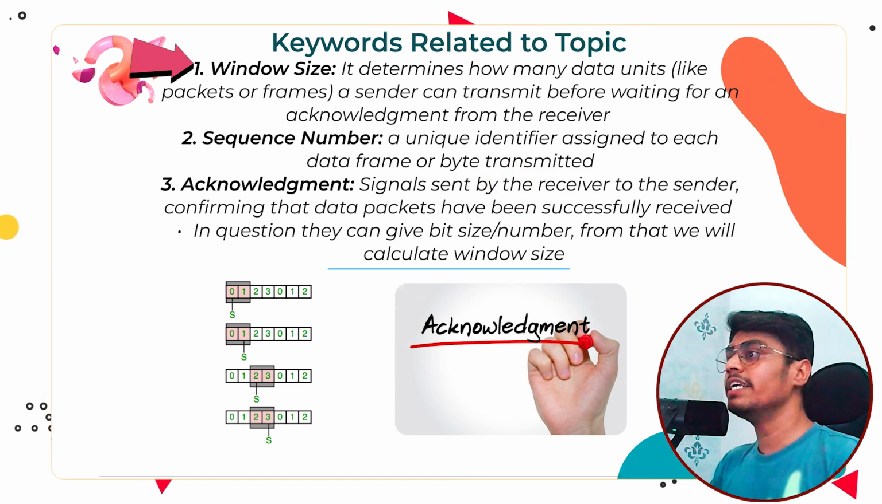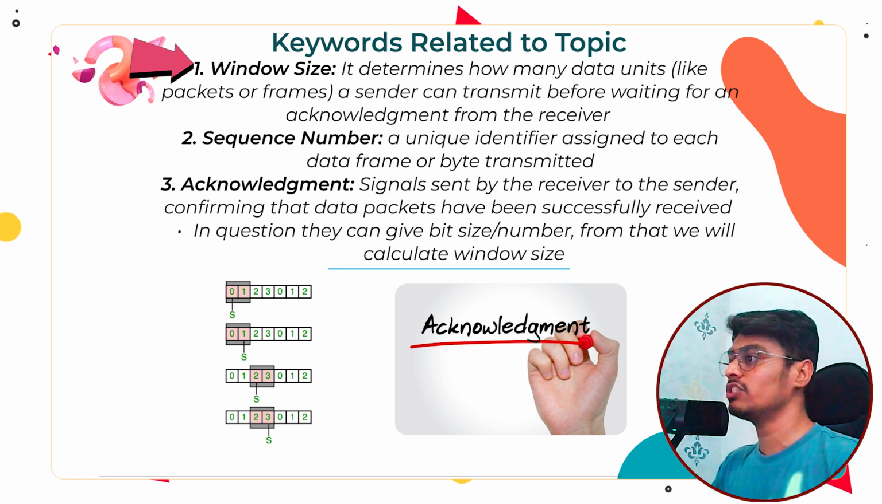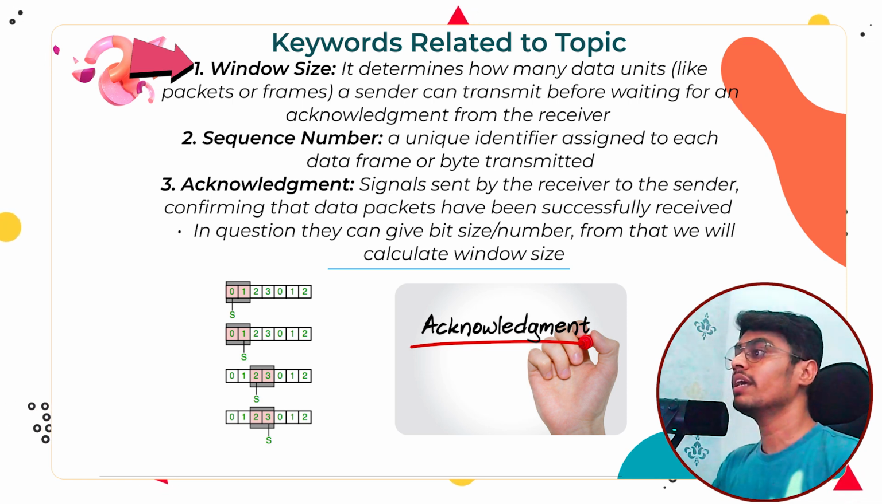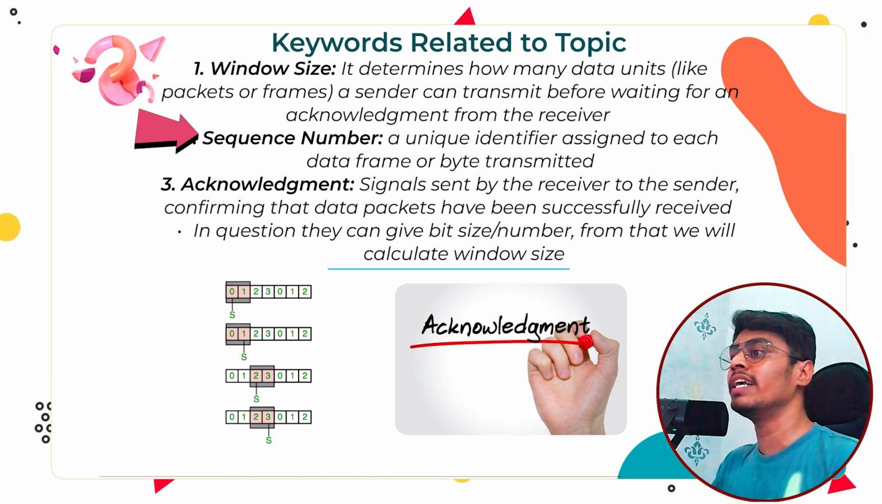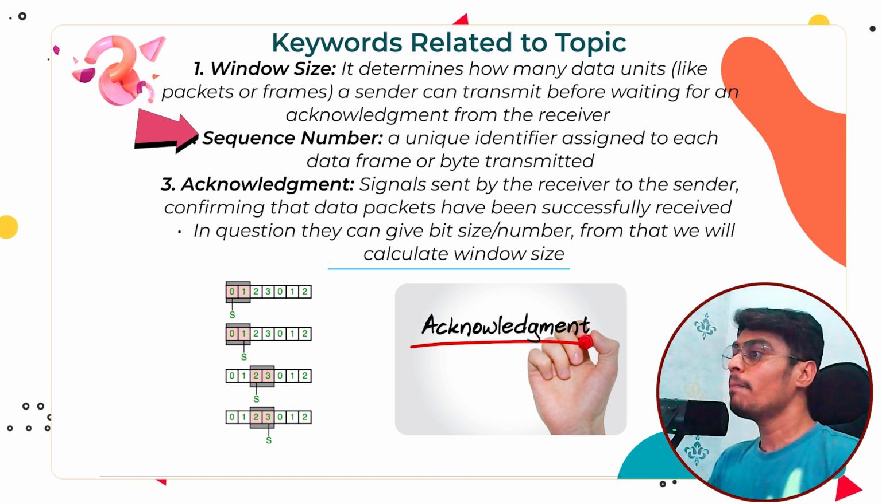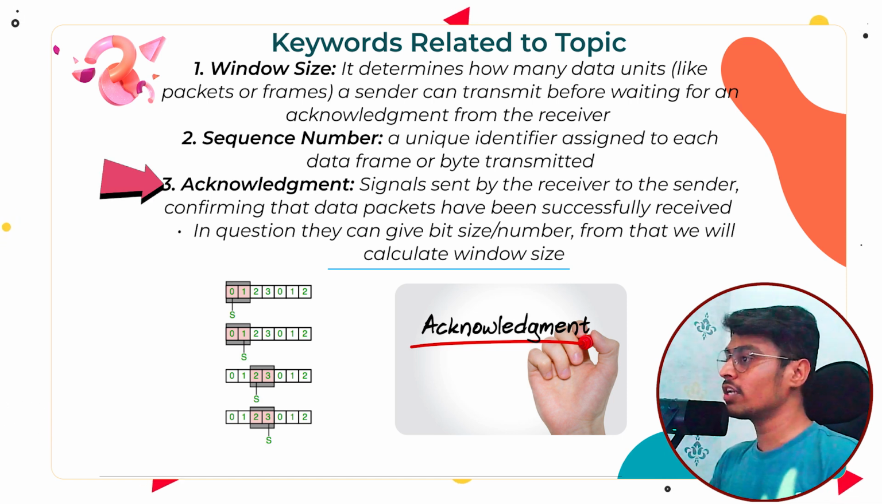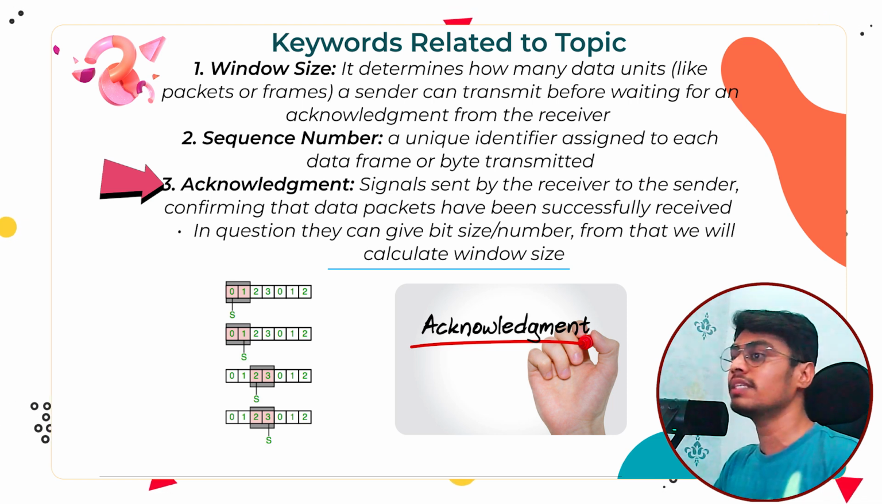Window size is what? It determines how many data units like packets or frames a sender can transmit before waiting for an acknowledgement from the receiver. Second is sequence number, a unique identifier assigned to each data frame or byte transmitted. Third is acknowledgement, a signal sent by the receiver to the sender confirming that data packets have been successfully received.